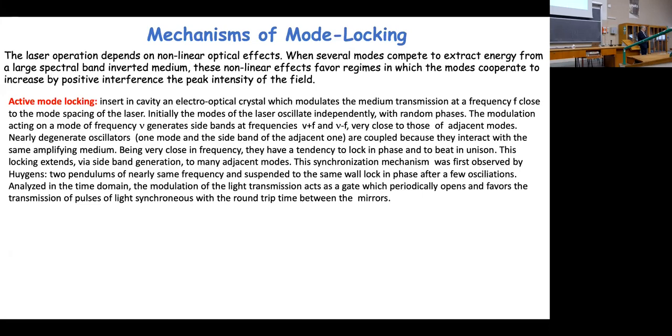What you do is that you insert in the medium what is called a modulator, a frequency modulator, which is an electronic device which modulates the refractive index, which makes the refractive index vary in a sinusoidal way. This means that the frequency of one mode will acquire sidebands. And you will have not only the frequency nu, but nu plus or minus the frequency of the modulation.